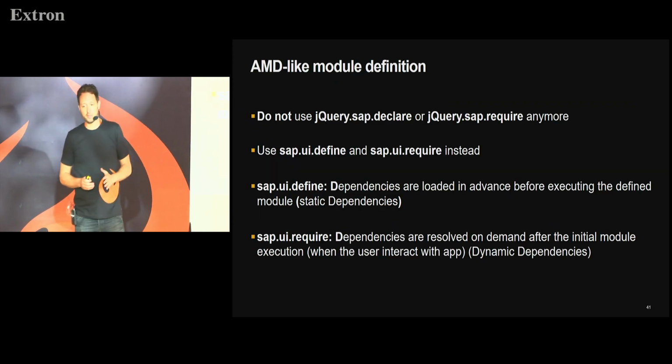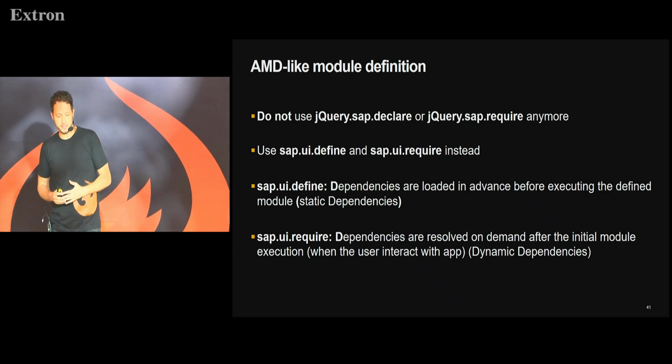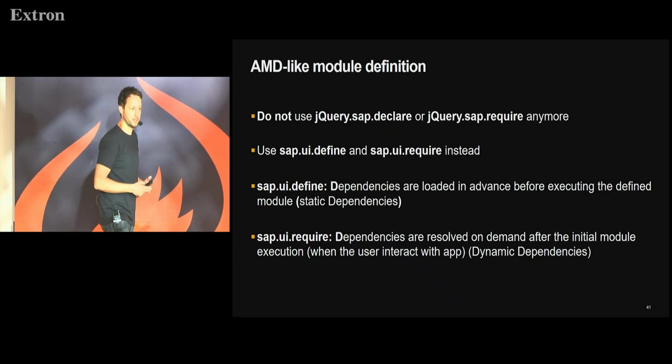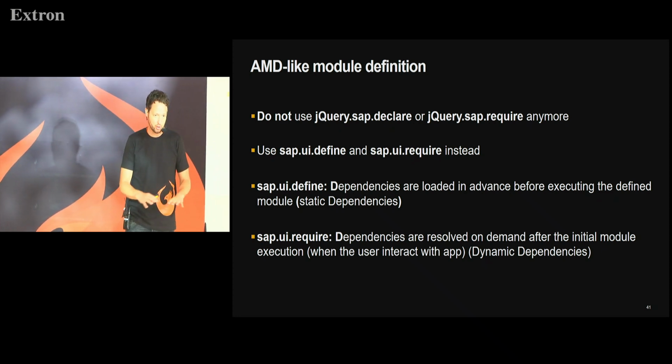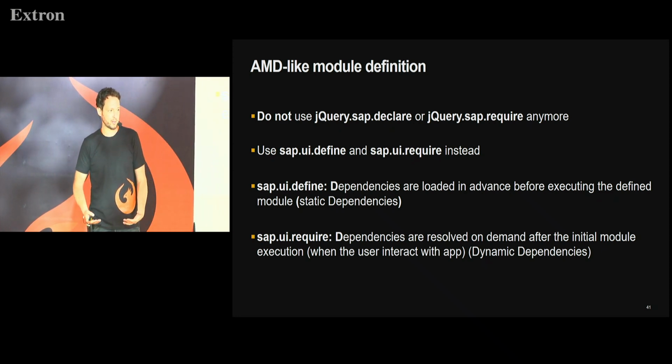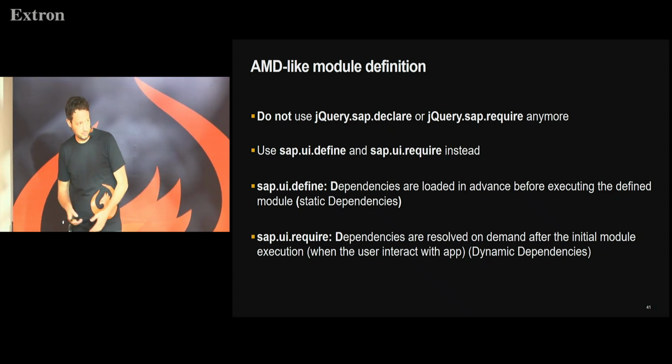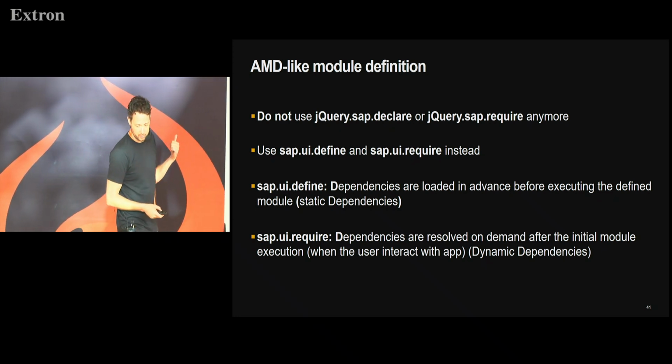So AMD-like module definition is the second topic. jQuery SAP declare, jQuery SAP require. We said we want to get rid of jQuery in the core layers, right? In all of the module loading aspects. So there are these alternatives, SAP UI define and require. And we'll look at the details of those.